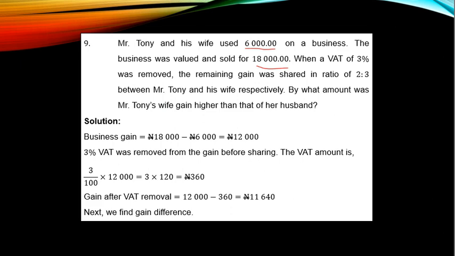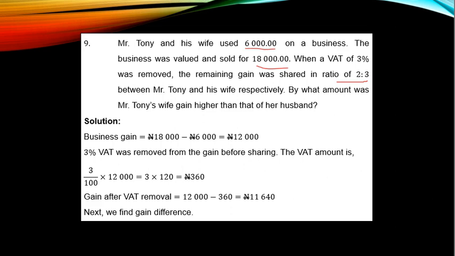When a VAT of 3% was removed, the remaining gain was shared in ratio 2:3 between Mr. Tony and his wife respectively. By what amount was Mr. Tony's wife gain higher than that of her husband?